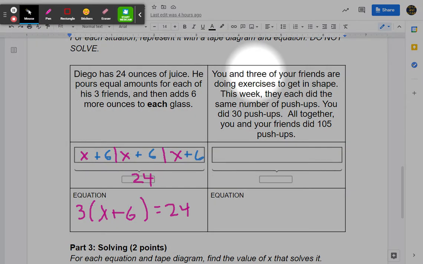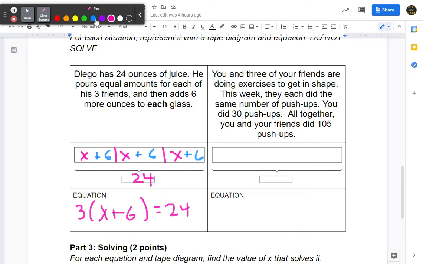You and 3 of your friends are doing exercises to get in shape. This week, they each did the same number of push-ups. You did 30 push-ups. All together, you and your friends did 105 push-ups. So let's look at that one. There's really 4 people here: you, and 1, 2, 3 friends. You did 30 push-ups. Your friends each did X push-ups.